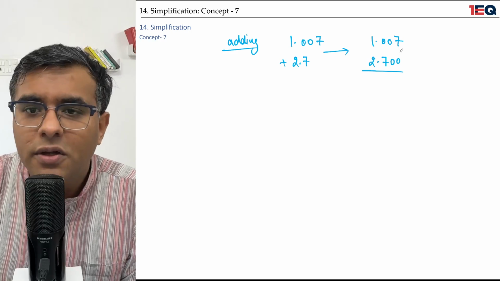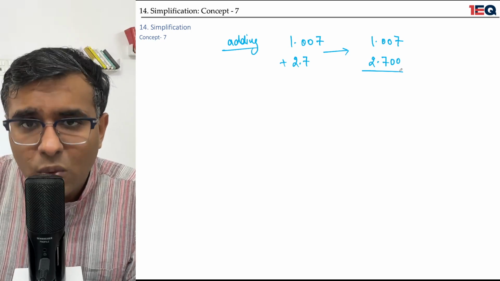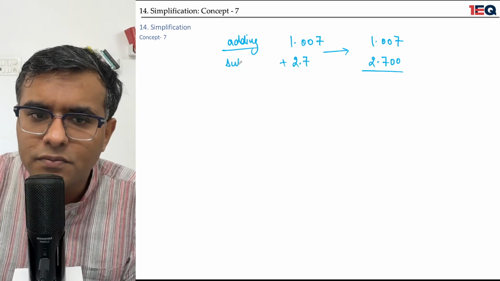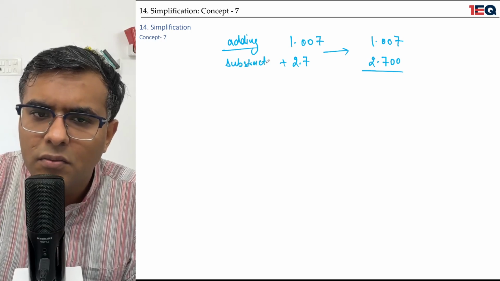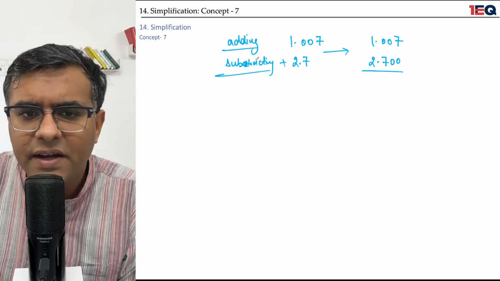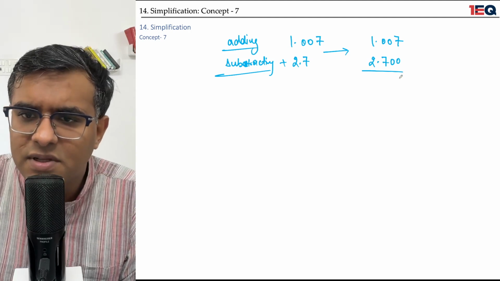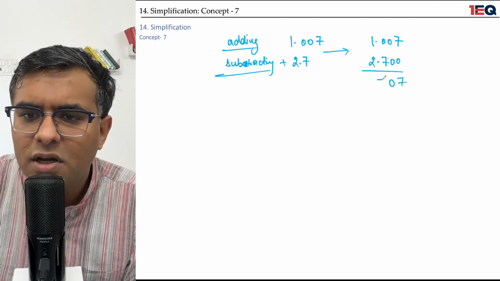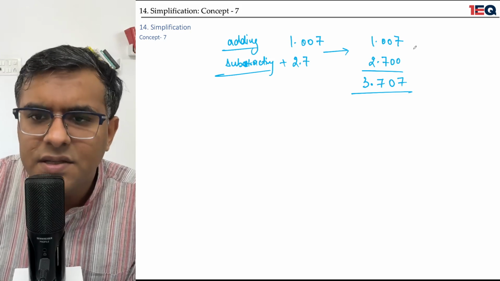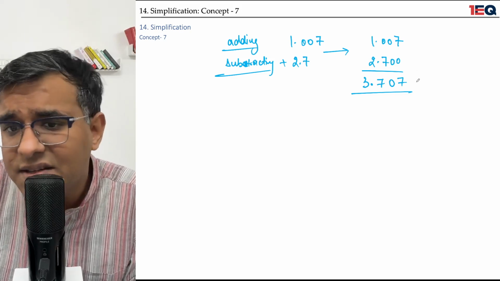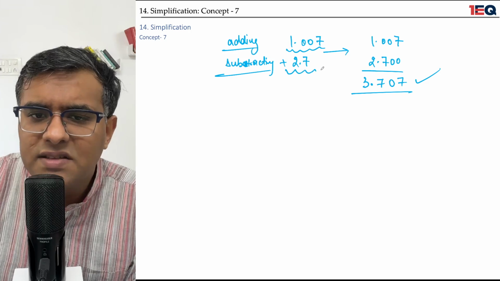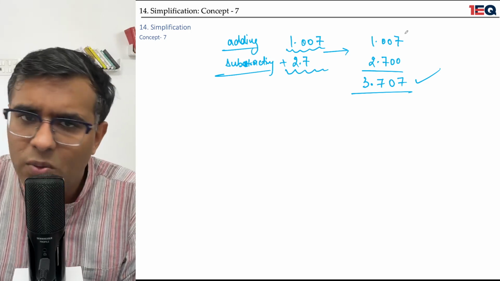So you need to learn that you have to equalize the length of the decimals whenever you're adding or subtracting. Whenever you're adding or subtracting, you need to equalize the length of the decimals. So when I add it up, it comes out to be 3.707. The final answer is 3.707, and it hardly depends on whatever decimal places were there in the beginning. You have to equalize the decimal places.